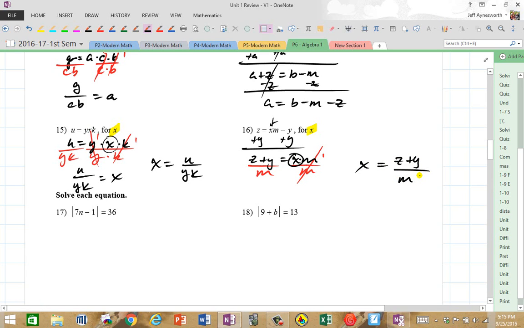You're saying, hey, Ainsworth, it doesn't look like that. Well, you can write it like this too. Z plus Y divided by M equals X. But if that's the case, guys, you just switch the sides of the equation. It's the same thing. Okay? All right. Let's keep rocking.